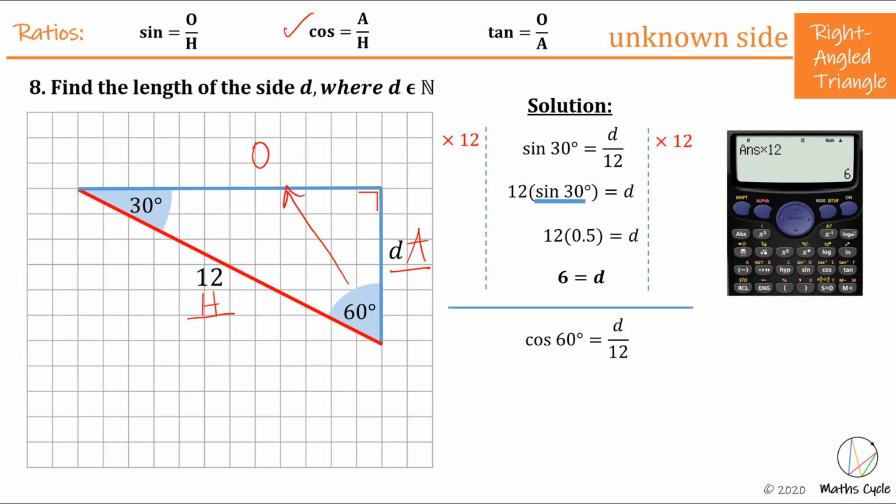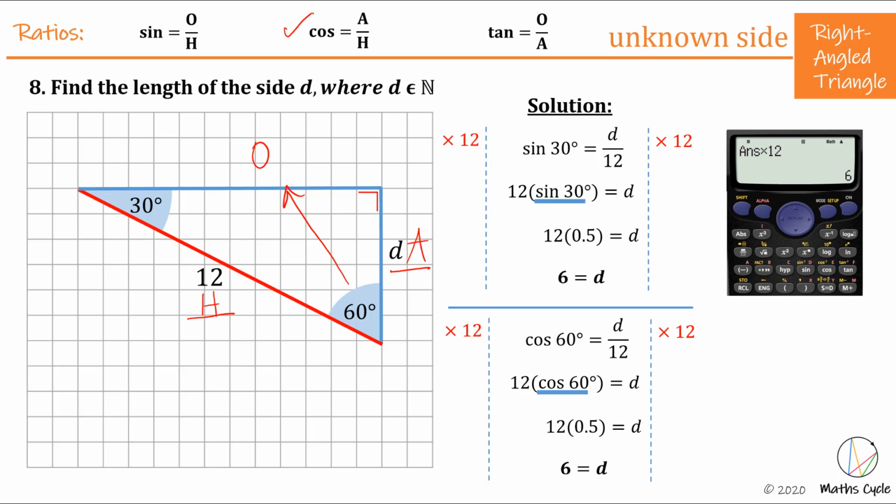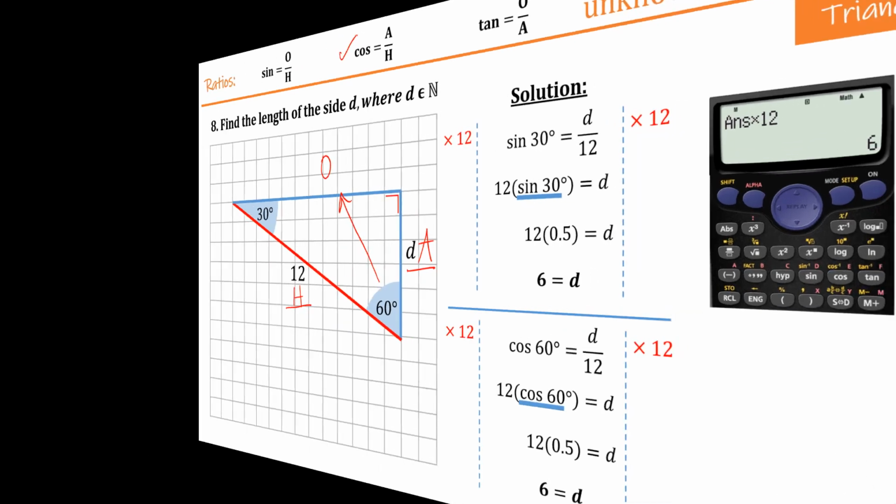So my solution then would be the cosine of 60 degrees equals d over 12. Multiply both sides by 12. And then find what is the cosine of 60. Okay? Now if you check your calculator, you can see it there. The cosine of 60 equals a half as well. Okay, so when we multiply that by 12, we're going to get the same answer, which is 6. Okay, so you can see it doesn't matter which of the angles you choose to use.